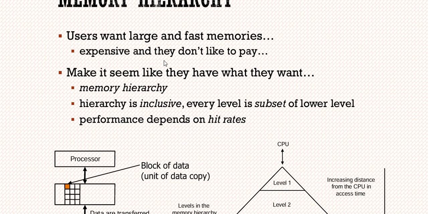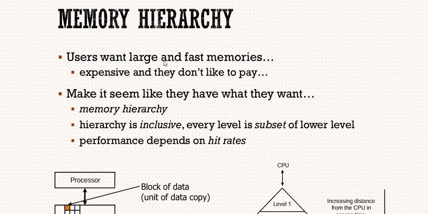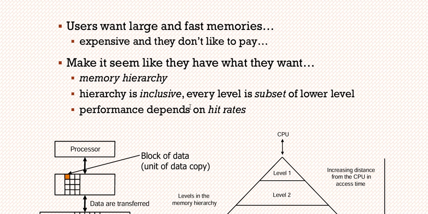But what we really want is large and fast memories. But the whole truth is that larger memory and fast memory are a trade-off. When your memory is very large, it can't also be fast, and the price will go high. So it is either very large and slow, or very fast and small. Those are trade-offs. But we also want it to seem to the user like his memory is very fast.